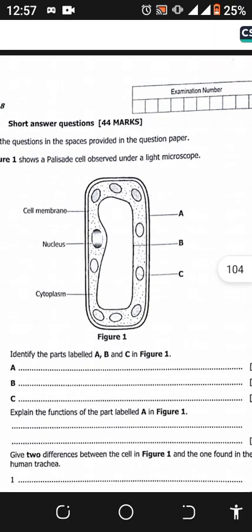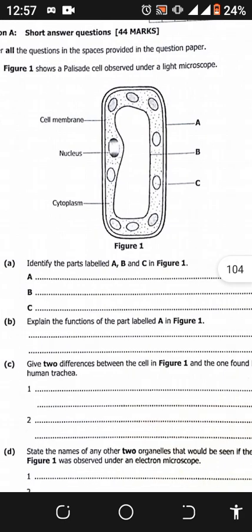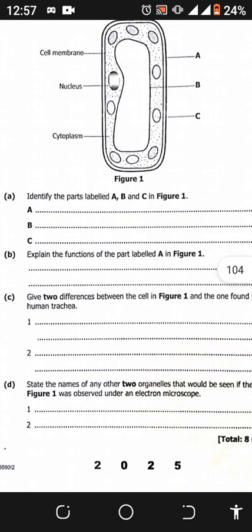So we can see the chloroplasts, which are these circular objects inside the cell. Then we have the nucleus as already labeled, the cell membrane, and the cytoplasm. So, question A, identify the parts labeled A, B, and C in figure 1. A is the cell wall, which is the outer line, and B is the vacuole, as we have already stated. Then C is the chloroplast.